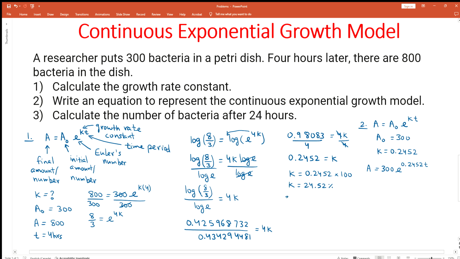Now we can answer part 3. Calculate the number of bacteria after 24 hours. For part 3, we should use the growth model equation from part 2 and sub in T as 24 in the equation. We have to calculate the value of A, the number of bacteria after 24 hours. In the exponent on E, 0.2452 times 24 is equal to 5.8848.